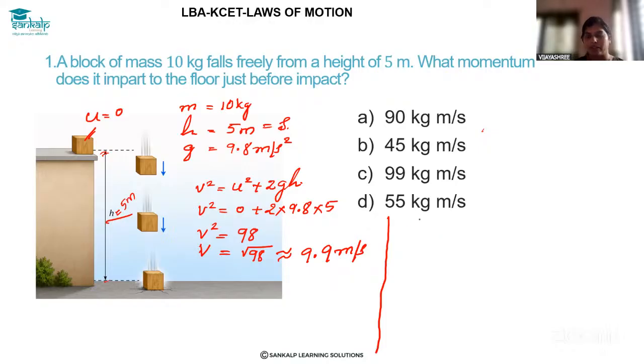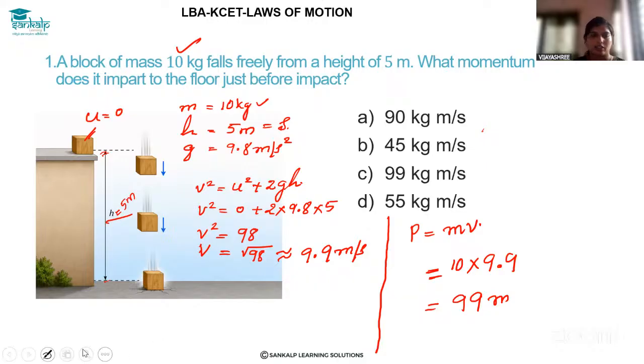Next part is momentum. What is momentum? Momentum P is equal to m into v. P means momentum, m means mass, v means velocity. Okay, so what is the mass? It is 10 kg, right? 10 kg into velocity is 9.9 meter per second. So if we calculate, 10 into 9.9 it is 99. It will be equal to 99.